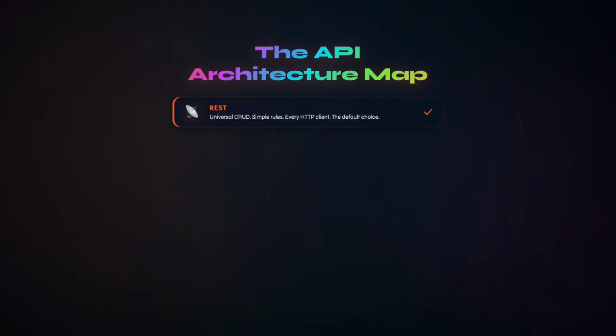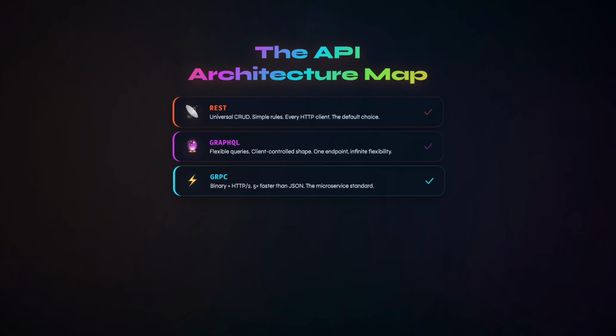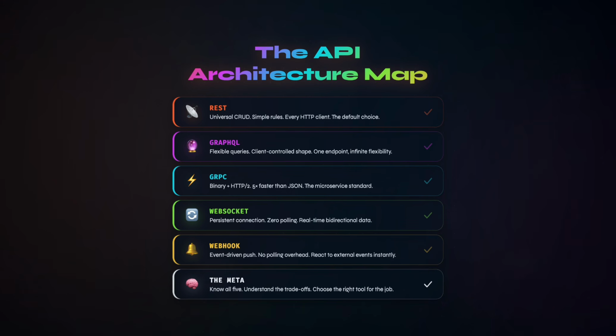5 API architectures, 5 distinct trade-offs. REST for universal CRUD with simple rules, GraphQL for flexible, precise queries from diverse clients, gRPC for high-performance microservice communication, WebSockets for bidirectional real-time data, webhooks for efficient event-driven integrations. Know all 5. Understand their trade-offs. Choose deliberately. The architecture of your API is the architecture of your system.